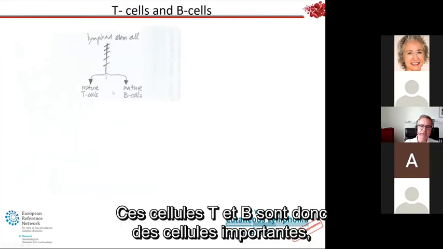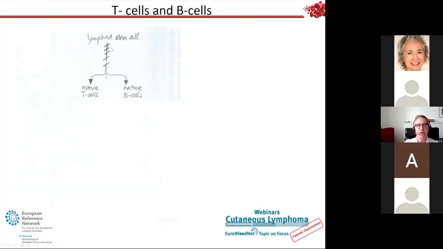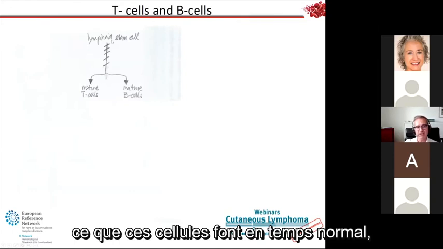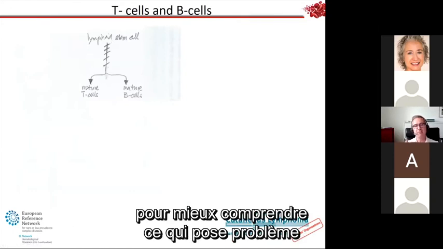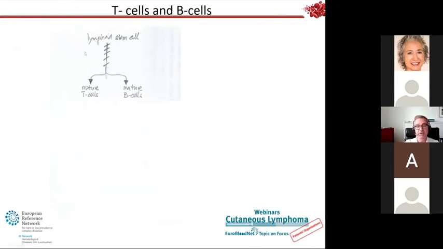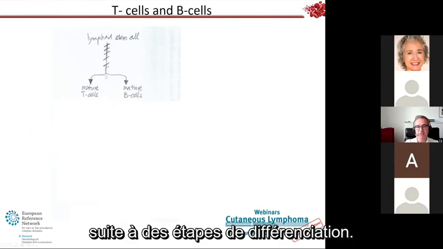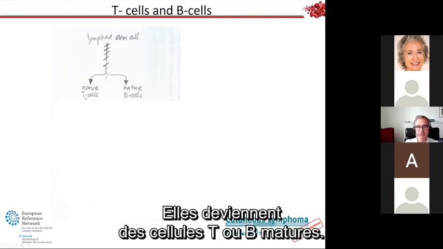So these T and B cells are obviously important cells, and I would like you to understand a little bit more what these cells actually do as a normal job, because that may be helpful also in understanding what goes wrong when people develop a cutaneous lymphoma or lymphoma of any other type. So T and B cells are derived from common progenitor cells via multiple steps of differentiation. They develop into mature T cells or mature B cells.